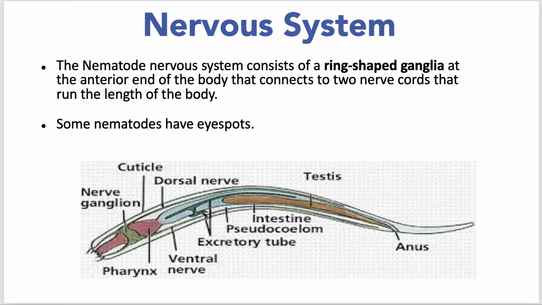So it's just like nerves, a bunch of nerves together. It's at the anterior end of the body, and it connects to 2 nerve cords that run the length of the body. And then some nematodes will have eye spots to detect light. They won't all have it, but some will.